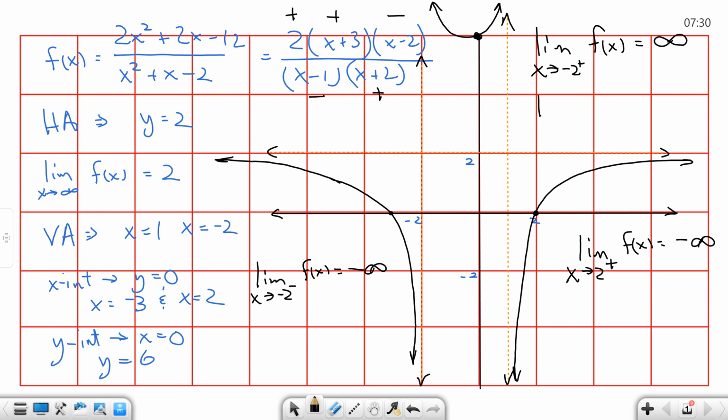And then the last one would be the limit as x approaches 1 from the negative side of the function. So we're looking at this region here. Okay, so if I look at that region there, I want a number a little bit smaller than 1, let's say 0.9. So if I put 0.9 into this function, I would get a positive, a negative, and a positive. Negative over negative is positive, and in fact this goes to infinity.